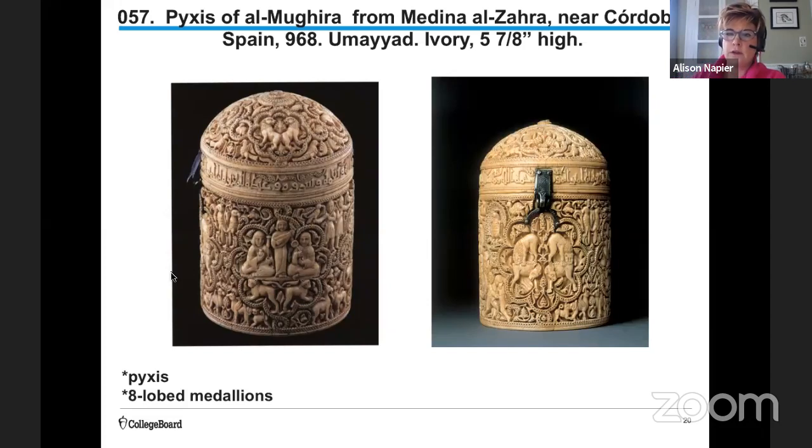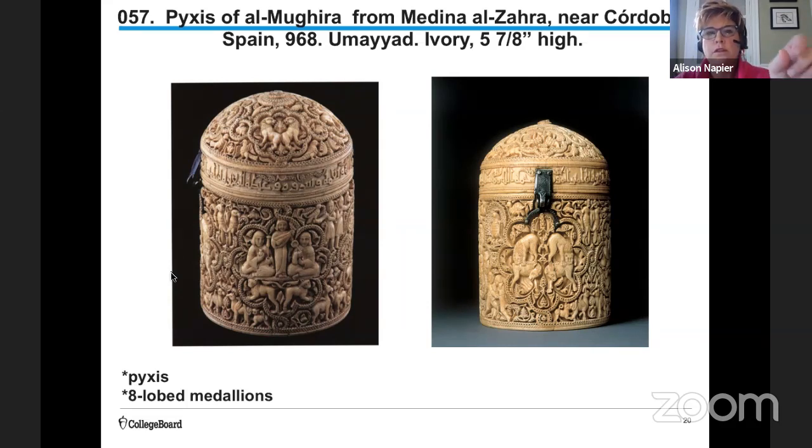Also from the Umayyad culture, we have this Pyxis. So this is an example of a secular work. How do I know right off the bat? I see people and animals. So we've looked at an Umayyad sacred space. So now let's look at a luxury object produced by the same culture.